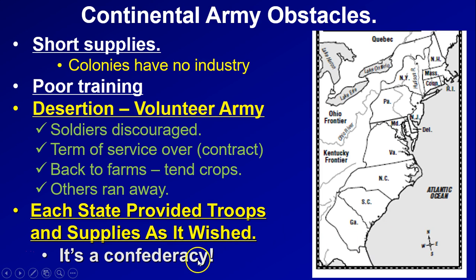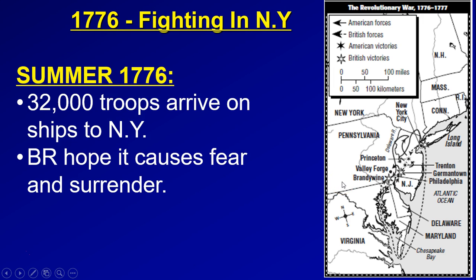And remember, this is a confederacy. We'll talk about the Articles of Confederation. It is a government that is set up during the war to help organize and coordinate the war effort. And it's a loose organization. Everybody is kind of on their own, and the Continental Congress doesn't have a whole lot of authority over them.